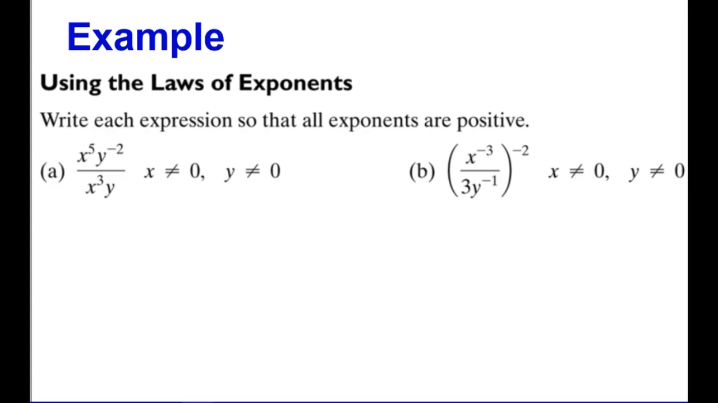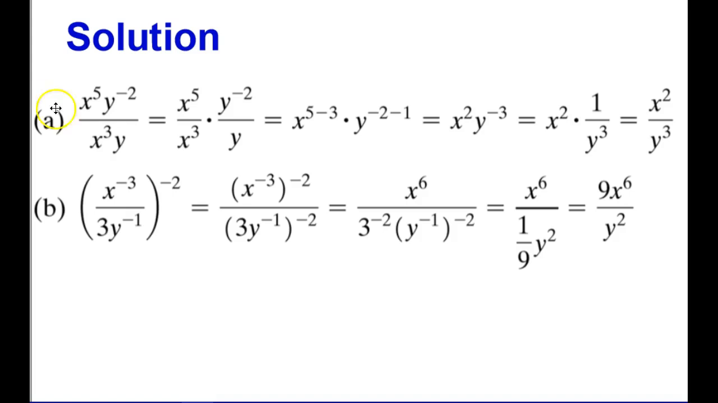Okay. So here are a couple of examples just using those laws of exponents. First thing we always want to do is get rid of the negative exponents, and then we can simplify from there. So here are the solutions. The first thing I do is separate out my x's and y's, and I get rid of my negative exponents, and I see I'm dividing, so I can go ahead and subtract those exponents that I'm given.